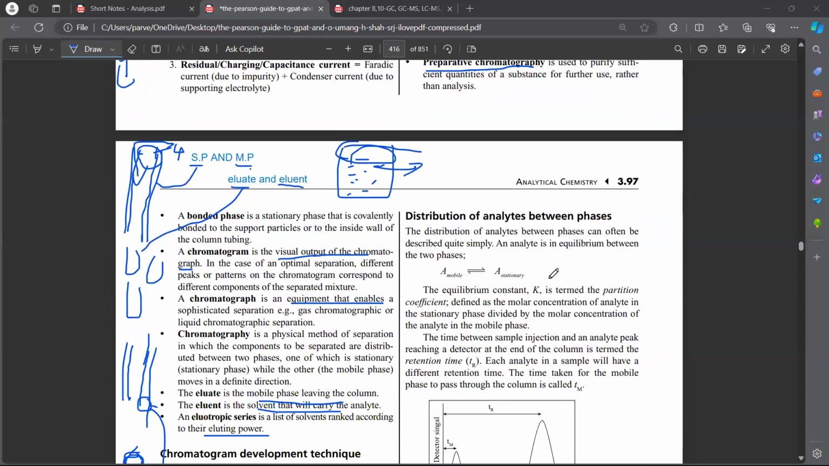So basically, distribution of analytes between the phases. The analyte gets distributed between the mobile phase and the stationary phase until equilibrium is achieved, and this is known as the partition coefficient.